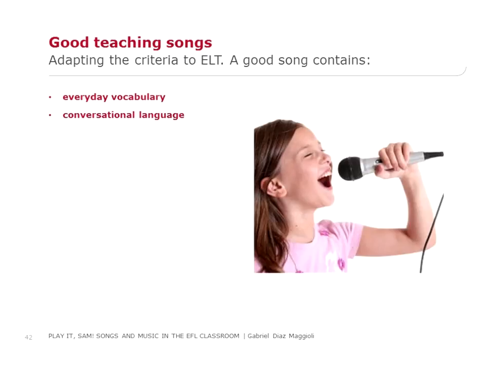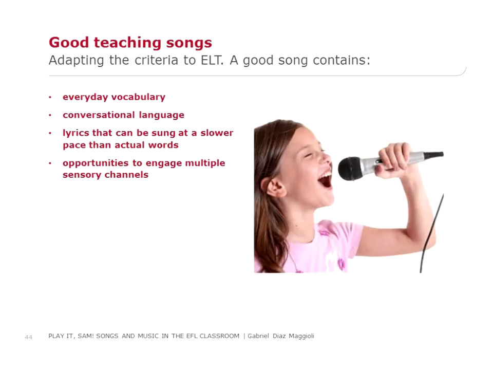Secondly, it has to have conversational language. Remember that what we are trying to do here is use songs to teach, practice, or review the language that we are teaching. So it has to have everyday conversational language. It has to have lyrics that can be sung at a slower pace than actual words. We know students generally have difficulty enunciating in English. So if we use a song at beginning levels and with children, a song sung by a native speaker at a normal rhythm, they are going to find it difficult. So let's find songs that have lyrics that can be sung at a slower pace than the actual words.